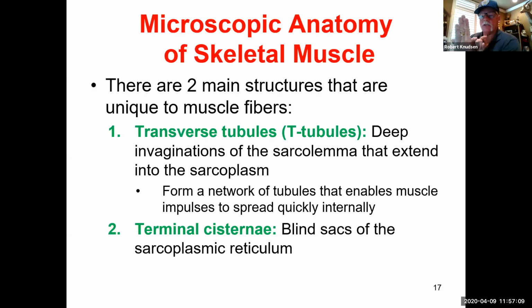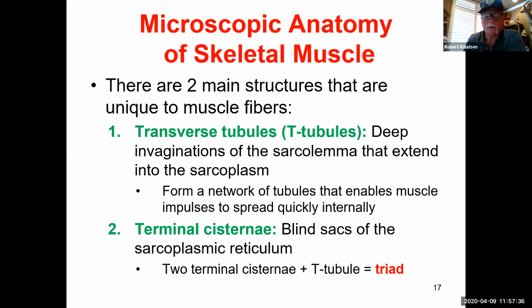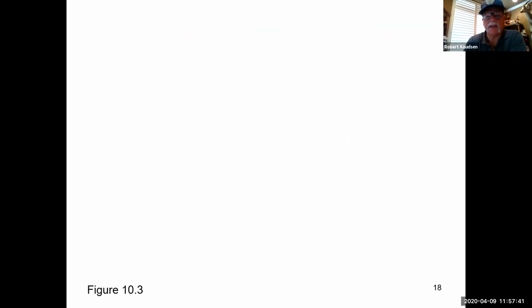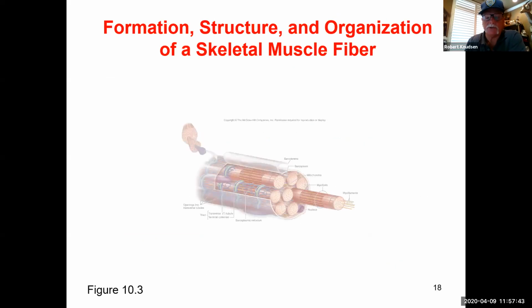What you have is a T-tubule, and on each side, you have a terminal cisterna. 1, 2. Let me get this turned so you can see it. When these tubes open up, calcium comes out, and calcium goes back inside. A terminal cisterna, a T-tubule, and a terminal cisterna make a triad. Two terminal cisternae and a T-tubule is a triad. I'm going to ask you that somehow on an exam. Here's a picture of it.